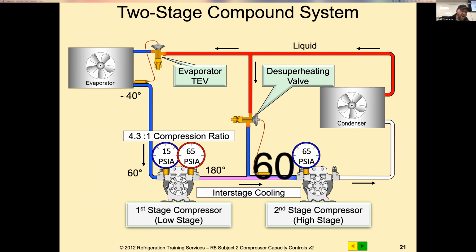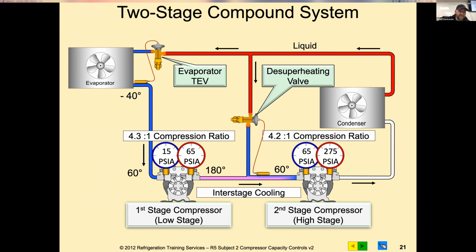They have this desuperheating valve between the two stages that really just sends saturated vapor, just like a TXV does into an evaporator, and mixes it with the discharge gas coming off that first stage compressor to give it enough vapor for the second stage compressor. In the second stage, we have a 4.2-to-1 compression ratio. So you see where we went from an 18-to-1 to a 4.2-to-1. That system's going to be a lot more healthy. It's going to run a lot longer. Make sense? Yes. Perfect.